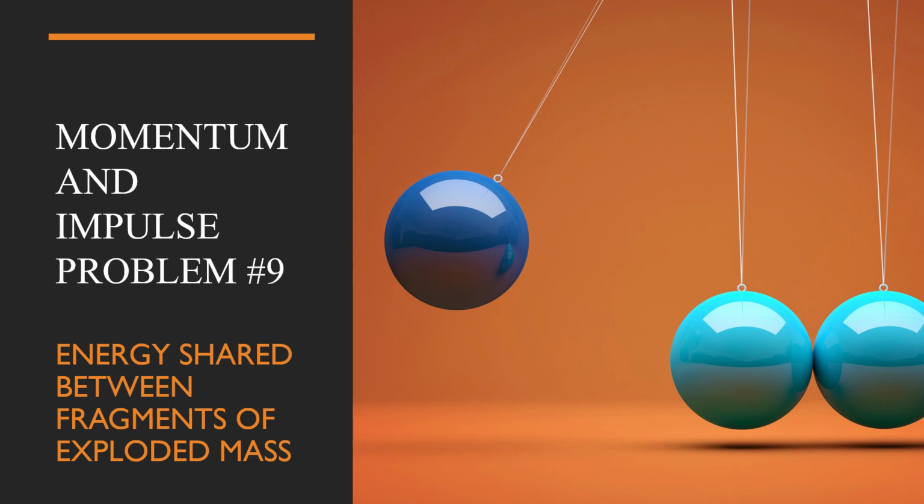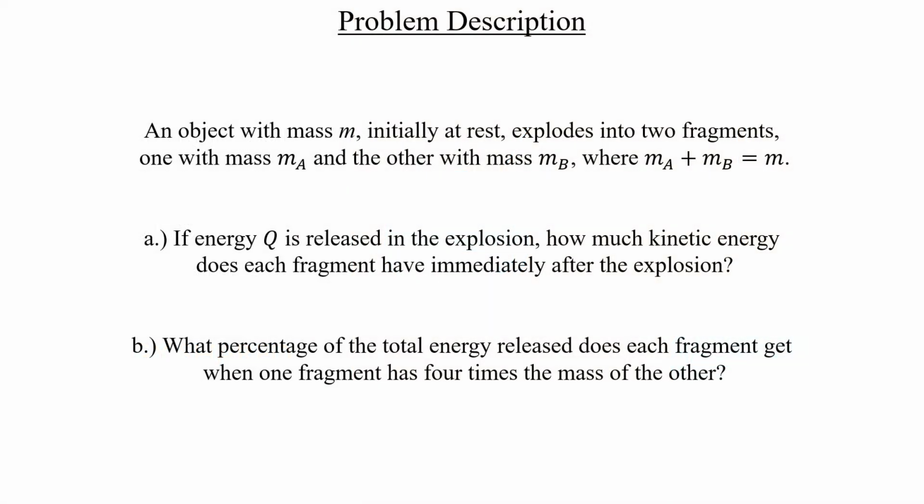We've covered enough of the collision-related problems for now, so let's move on to something new. Here's a very generic problem involving some object that will explode into two fragments, which we'll call fragment A and fragment B. We want to figure out the kinetic energy for each fragment in part A, and then determine the percent of the total energy that each fragment receives if one is much more massive than the other in part B. Let's start off by using the conservation of momentum.